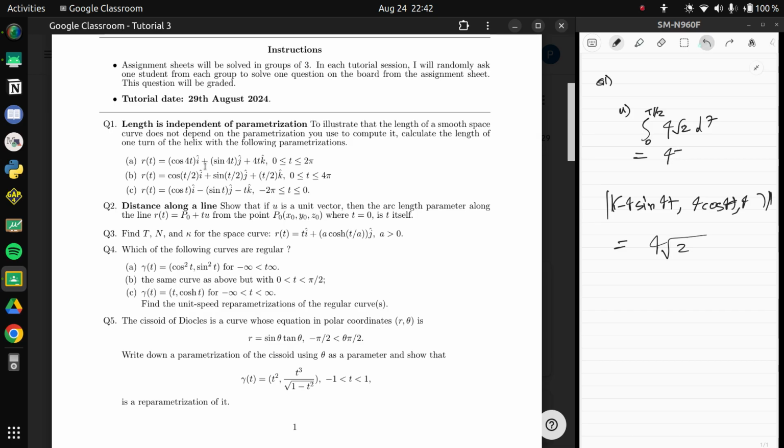So it's 4 pi by square root of 2, or you could just write it as 2 square root of 2 times pi. So the length is going to be 2 square root of 2 times pi. That is the answer. All right.